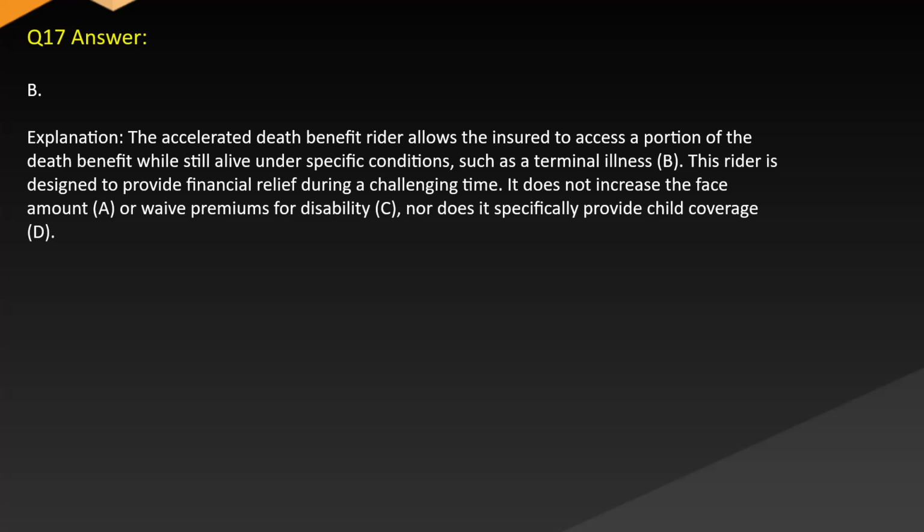Answer. B. Explanation. The accelerated death benefit rider allows the insured to access a portion of the death benefit while still alive under specific conditions, such as a terminal illness (B). This rider is designed to provide financial relief during a challenging time. It does not increase the face amount (A), or waive premiums for disability (C), nor does it specifically provide child coverage (D).